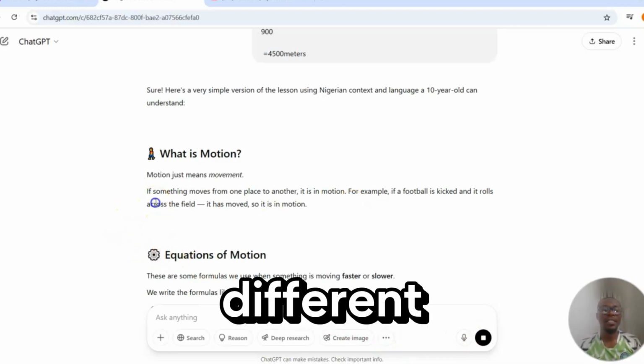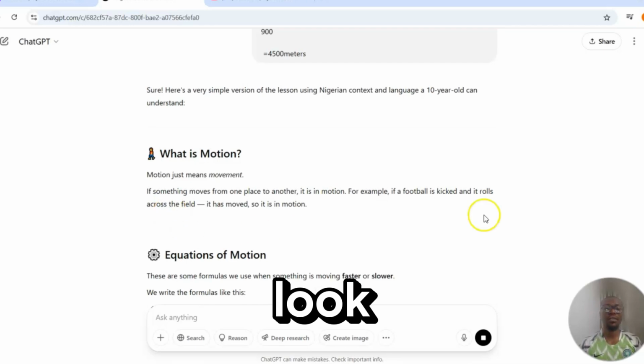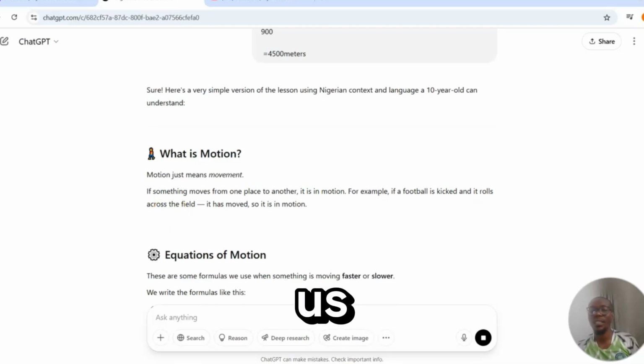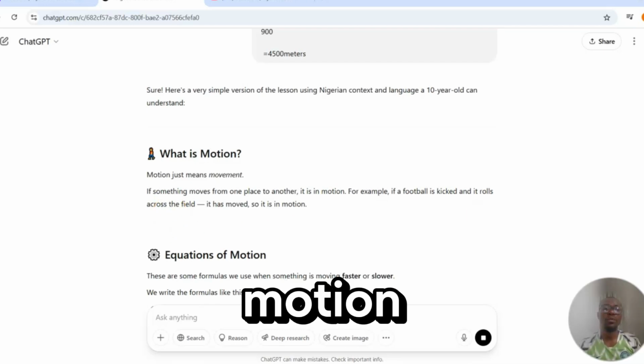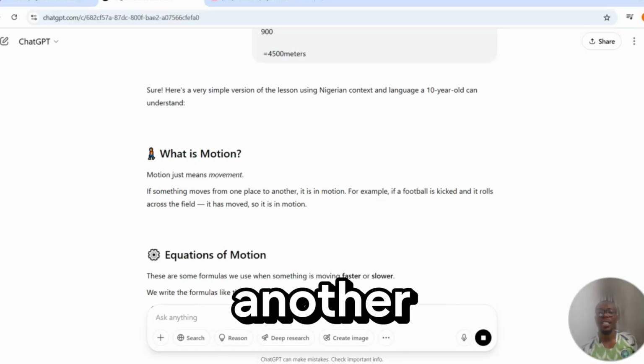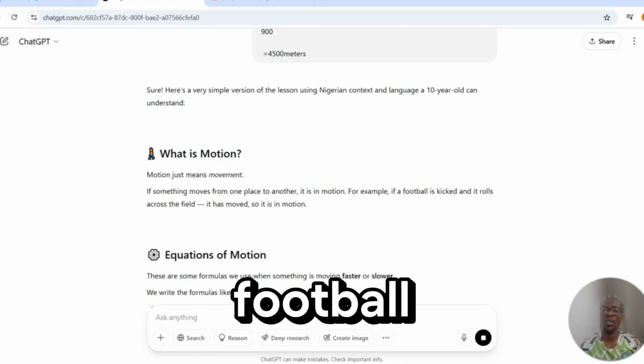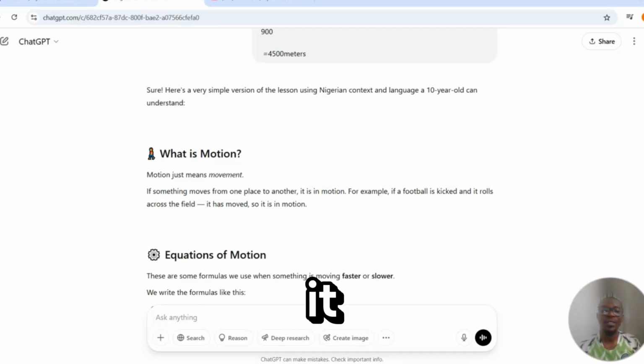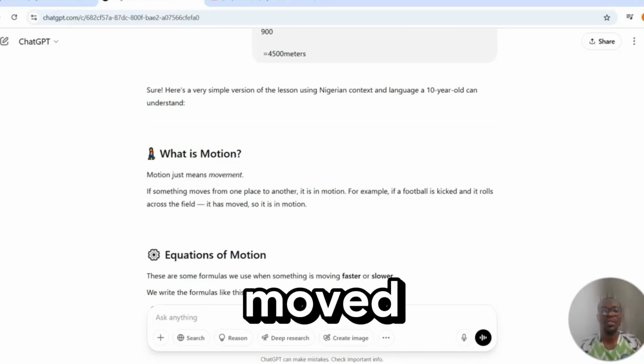This is quite different now. Look at what it's telling us here. What is motion? Motion just means movement. If something moves from one place to another, it is motion. For example, if a football is kicked and it rolls across the field, it has moved. So it's motion, right?